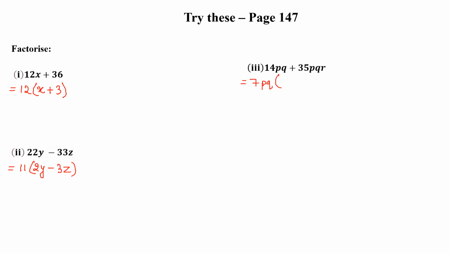So in 7, how much will I multiply to get 14? It will be 2. Already PQ I have taken common. And in the second one, 7 times 5 will give me 35. And PQ is already taken common, so only R will be left. So this is the factorization of the given expression.